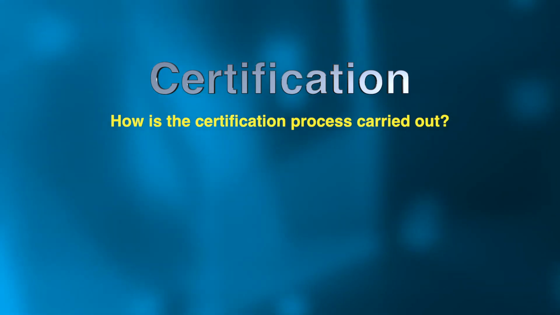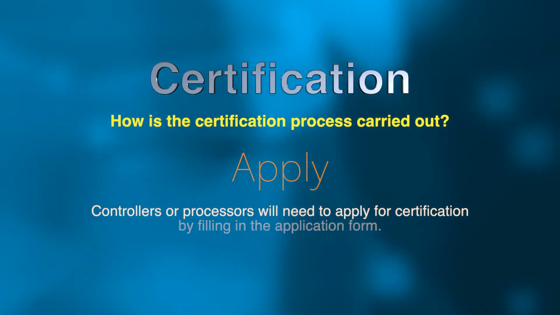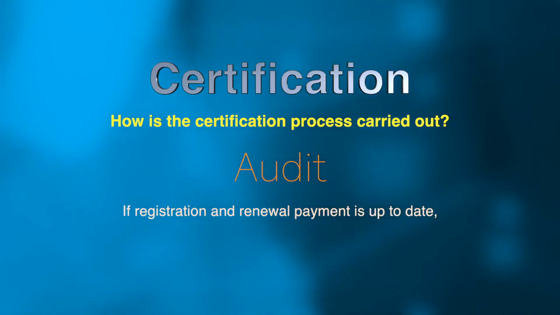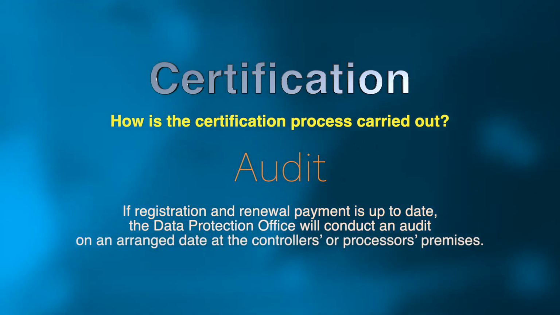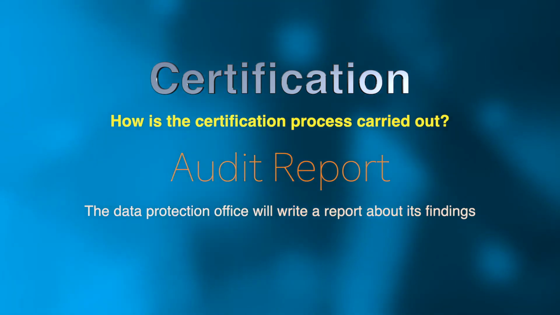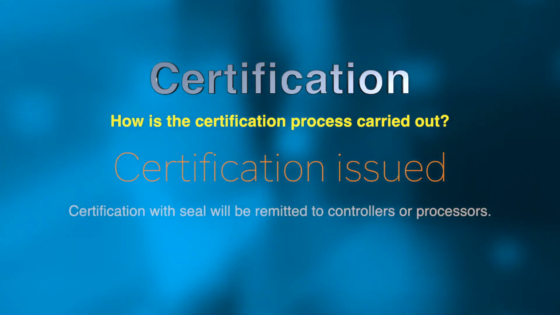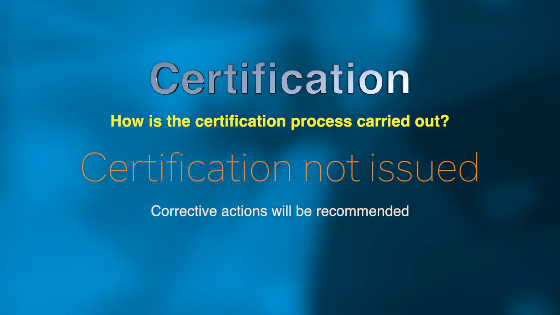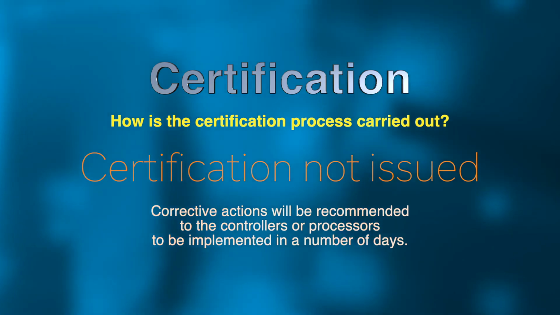How is the certification process carried out? Controllers or processors will need to apply for certification by filling in the application form. If registration and renewal payment is up to date, the Data Protection Office will conduct an audit on an arranged date at the controller's or processor's premises. The Data Protection Office will write a report about its findings and will decide if certification can be granted. Certification with seal will be remitted to controllers or processors. Corrective actions may be recommended to controllers or processors to be implemented in X number of days.